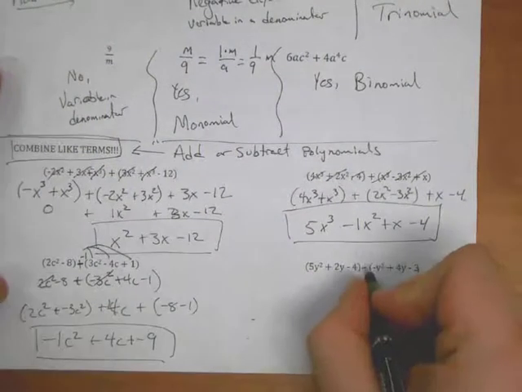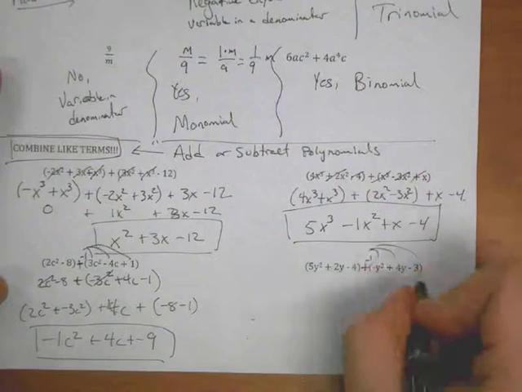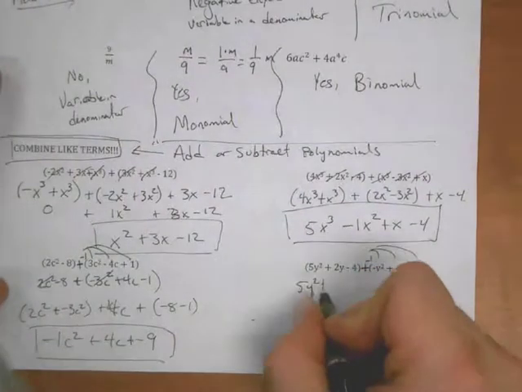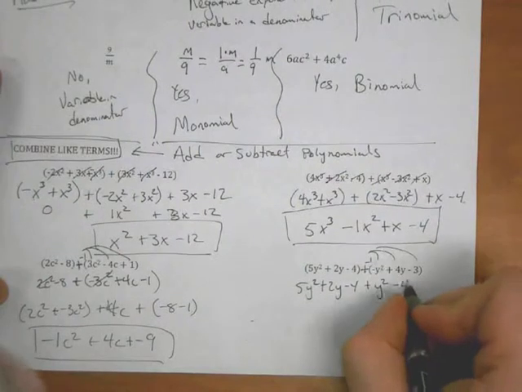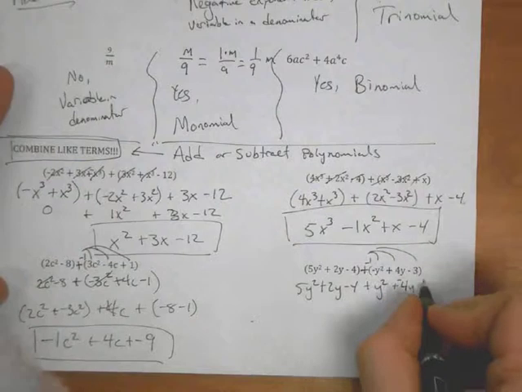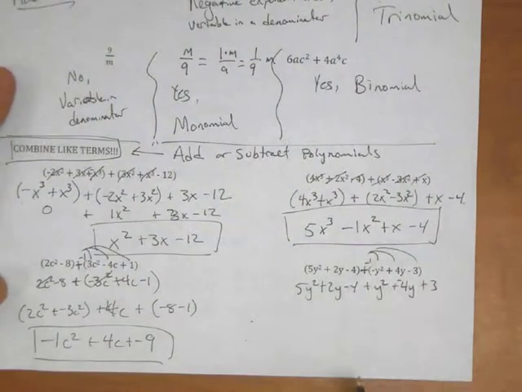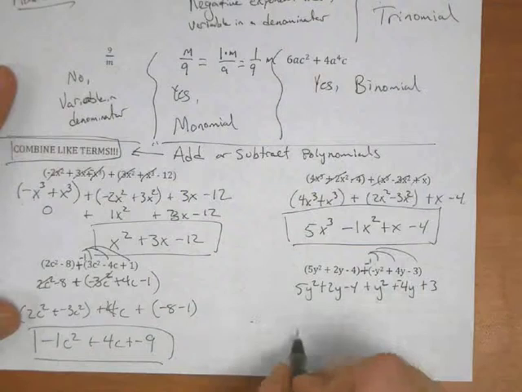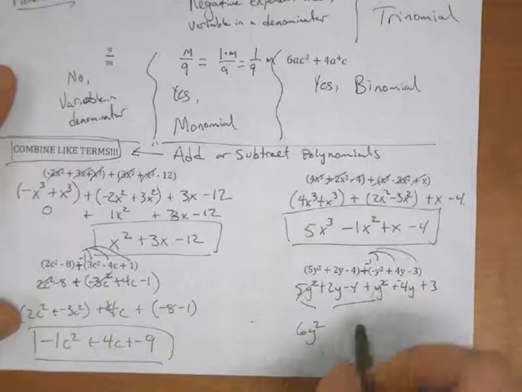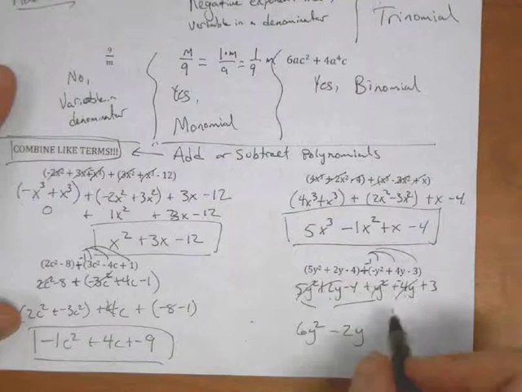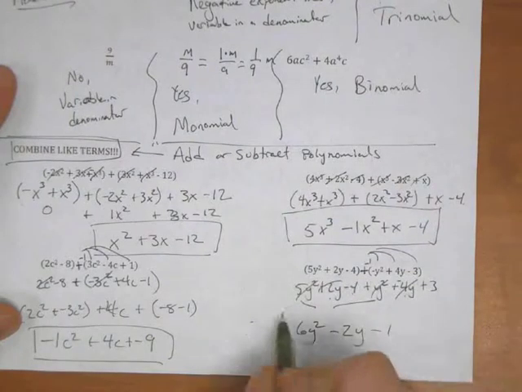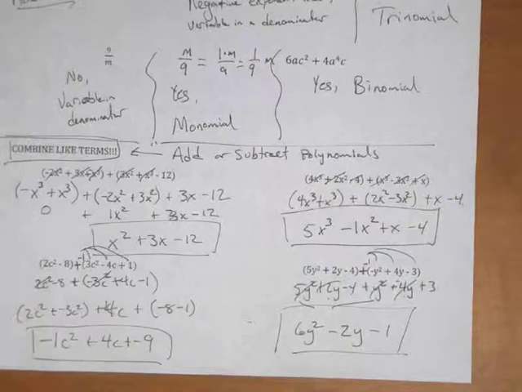Same game, subtraction in between, plus negative 1, and I'll distribute, and I get 5y squared plus 2y minus 4 plus y squared minus 4y plus negative 4y plus 3. So like terms would be 5y squared and y squared is 6y squared. We have a 2y and a negative 4y is negative 2y. Negative 4 plus 3 is negative 1. And those are your notes for section 9.1.